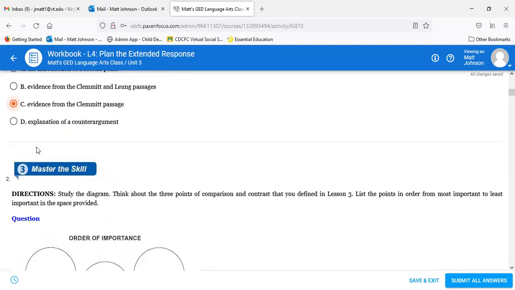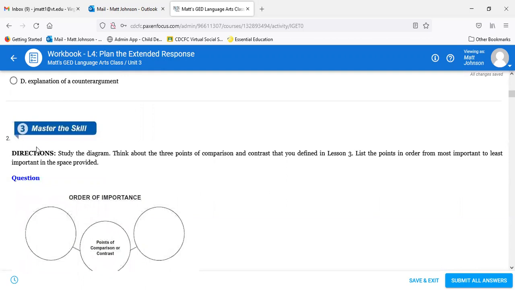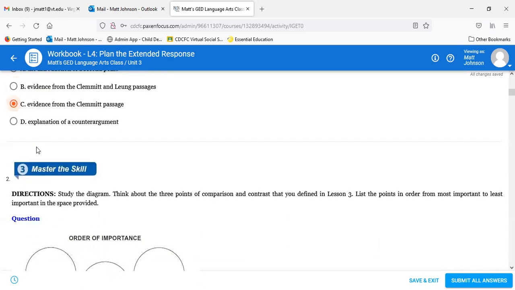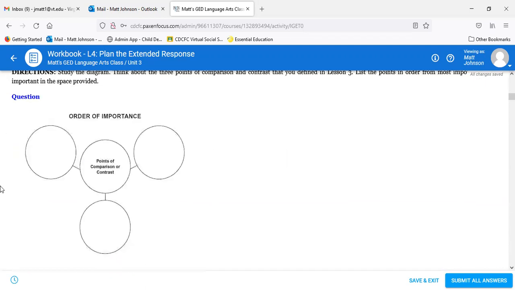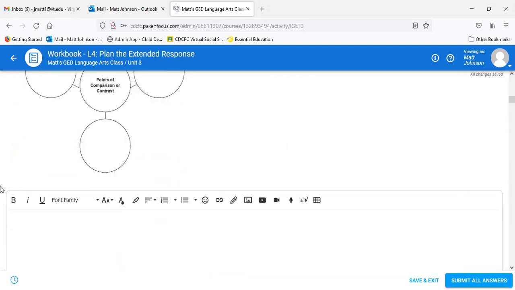And again, this is all just to strengthen your understanding of how to write the passages anyway. What they have here is order of importance. So it's a study diagram. Think about the 3 points of comparison and contrast that you defined in lesson 3. List the points in order from most important to least important in the space provided. So, we're going to build off of what we just did with Cliff and Jones. We use point of view, we use reasons, and we use tone.